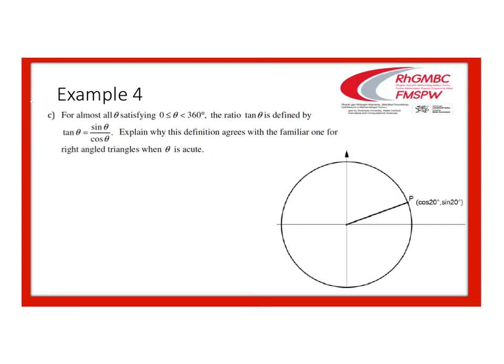Part C states that for almost all theta satisfying 0 less than theta less than 360 degrees, the ratio tan theta is defined by tan theta equals sine theta over cos theta. It says to explain why this definition agrees with a familiar one for right-angled triangles when theta is acute. Again, pause the video, have a go at this for yourself, see if you can do the explanation, and then when you're ready, unpause.